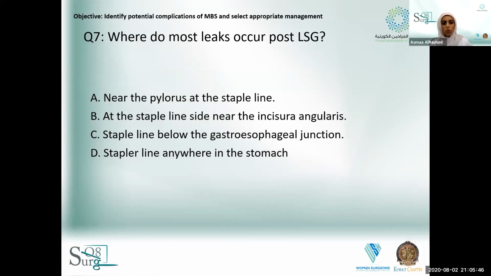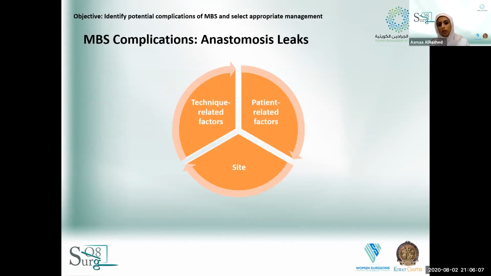Now we have the second question. Where do most leaks occur post laparoscopic sleeve gastrectomy? A, near the pylorus at the stapler line; B, near the incisura angularis; C, below the GE junction at the stapler line; or D, at the stapler line anywhere in the stomach. So I think they took this question before, so I think I'll just move on.